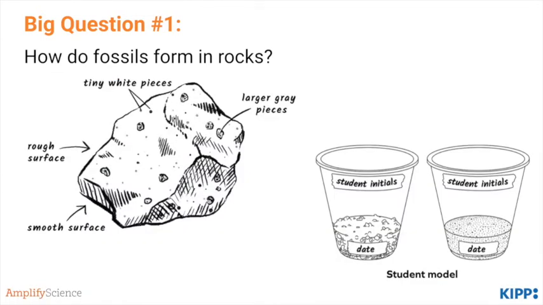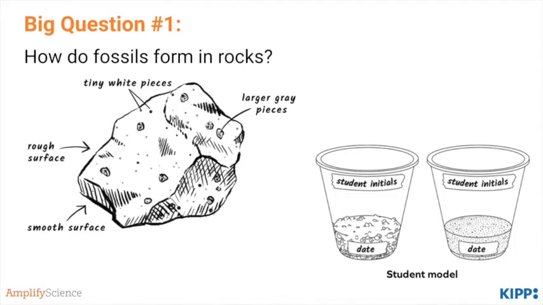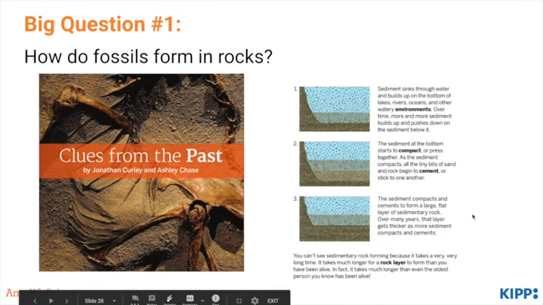Students then observe actual sedimentary rock and begin to recognize that it's composed of compressed and compacted layers of sediment, sand, and small particles of rock. They create a model of sedimentary rock by layering sand and gravel on top of one another, to understand how they're composed of initially loose pieces that over time compress and are cemented together to form rock. Students return to the book Clues from the Past to read in more depth about this process.